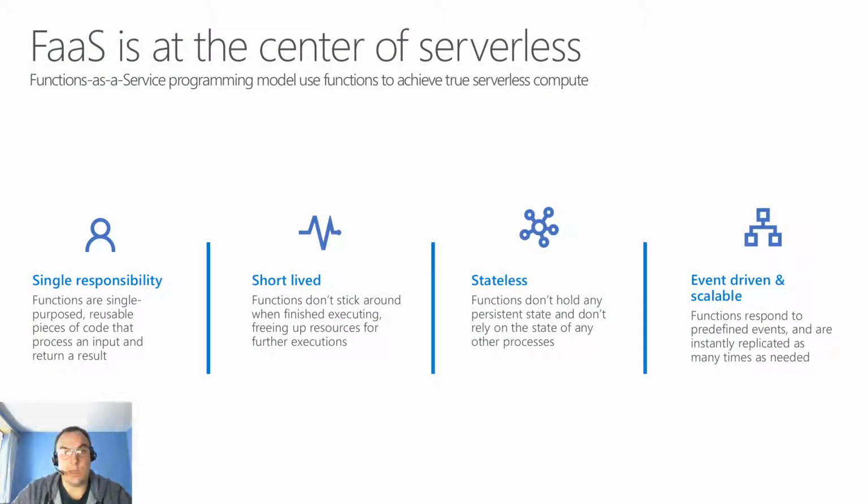A function is a programming model that is meant to have a single responsibility. It's quite important. Generally speaking, functions shouldn't be doing 100 things. They should be doing a couple of small things, but very well. They should be short-lived, generally speaking. There are always exceptions, but generally speaking, functions should be short-lived.